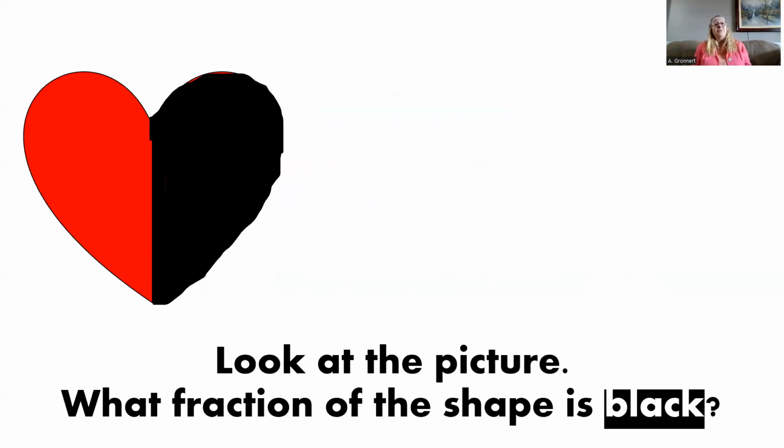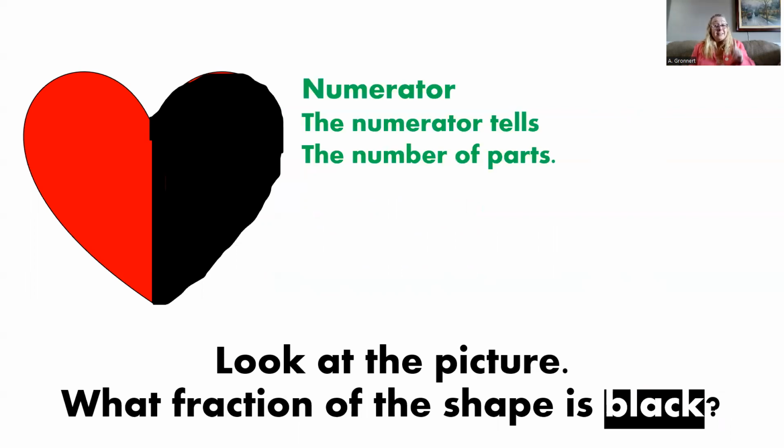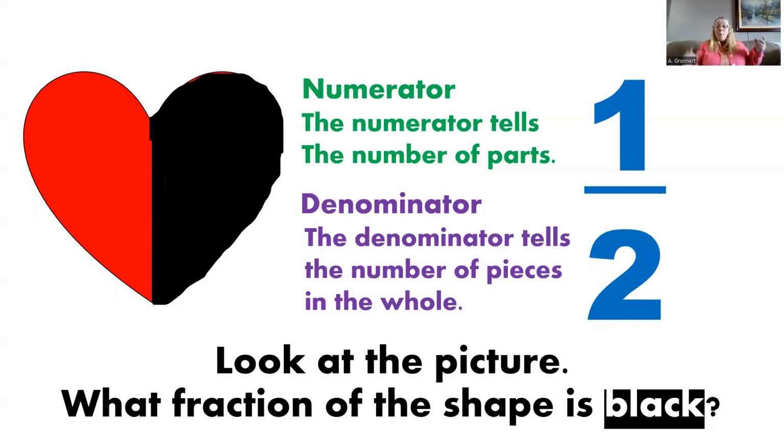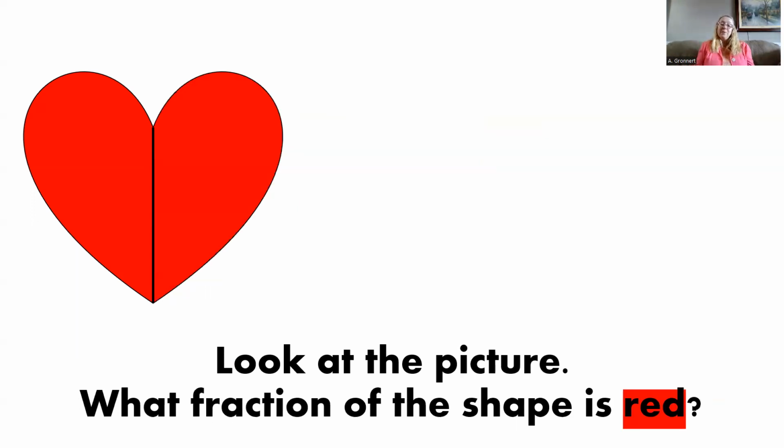Okay, look at this picture. What fraction of this shape is black? The numerator will tell us how many parts are black, and the denominator will tell us how many pieces are in the whole. Do you have it? Did you write down the fraction? Did you get 1/2? Great job. 1/2 of the heart is colored black.